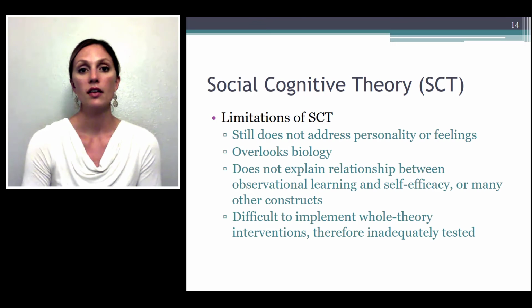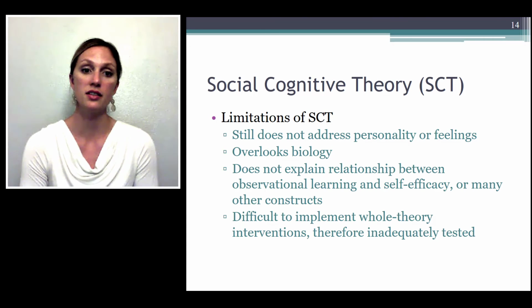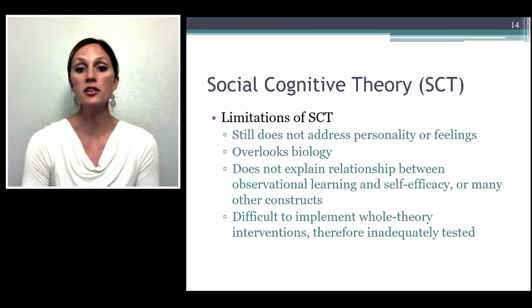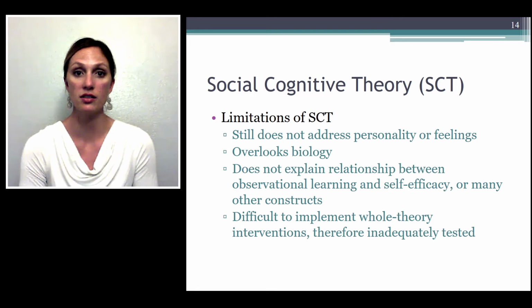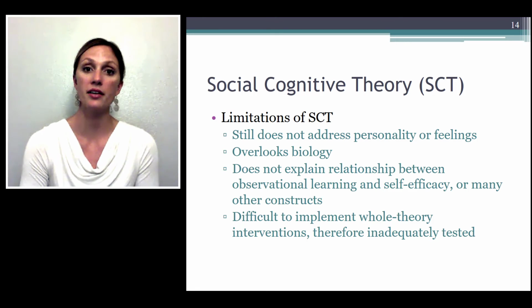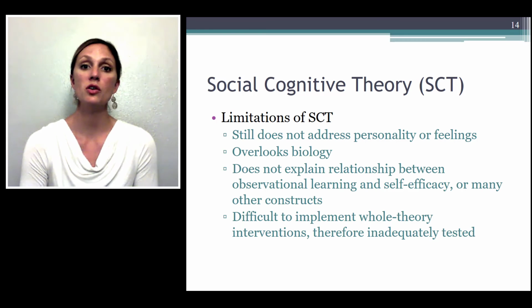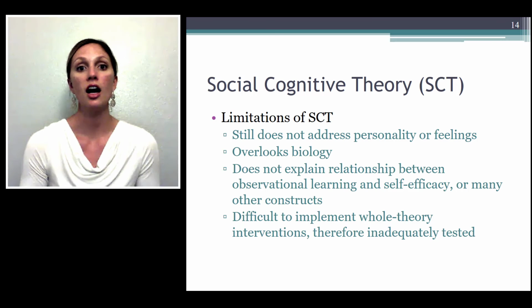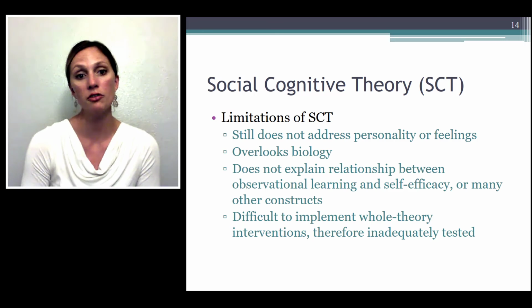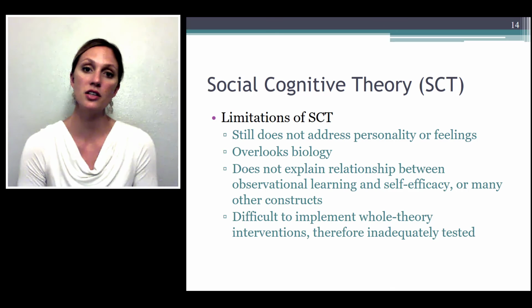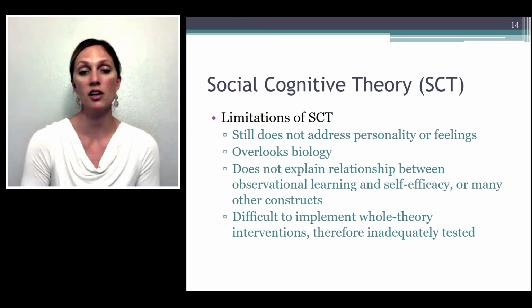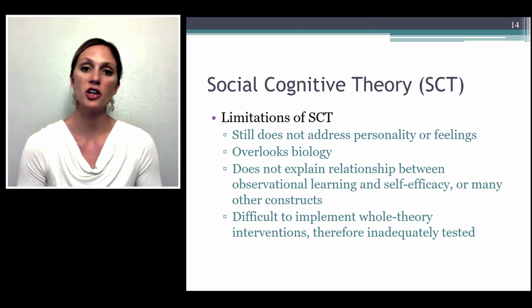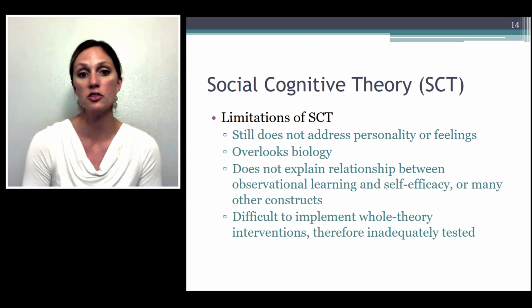There are several notable limitations of the SCT. First is that it doesn't address what I call the human factor, personality or feelings or emotions. Individuals do act unpredictably, and we don't always behave how we should in different situations with different influences and opportunities, and the SCT can't account for that. It also overlooks biology, meaning that there are genetic and physiological factors that can play a role in an individual's behaviors.